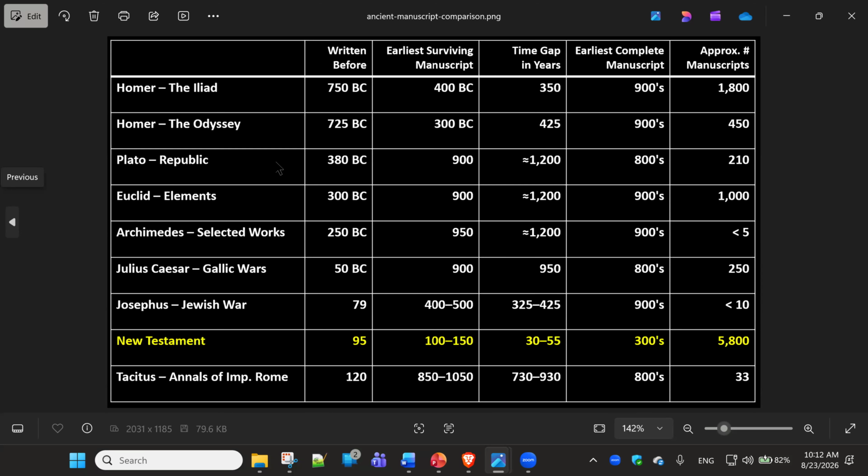The point being, you can look through here and see Plato's Republic, 210 manuscripts left, not full manuscripts. So that's why I put this here. Earliest complete manuscript, 800s. Think about that. Almost 1,400 years later. People study Plato. They live their lives after Plato, following his teachings. They're that confident. Are we certain that we have what Plato wrote? No, and I don't care. But nobody argues it. Nobody argues it.